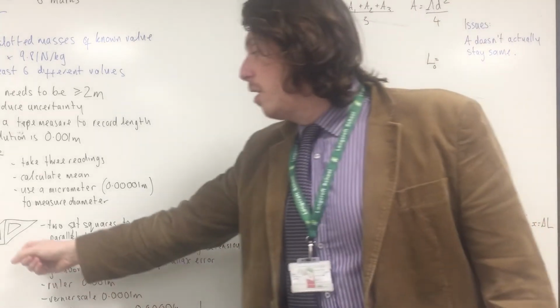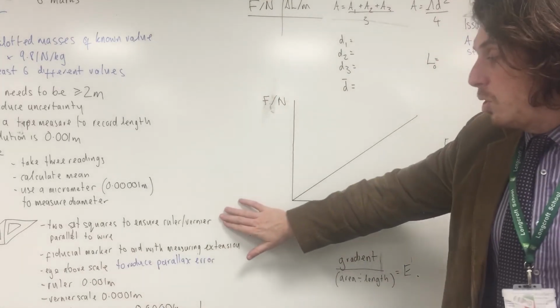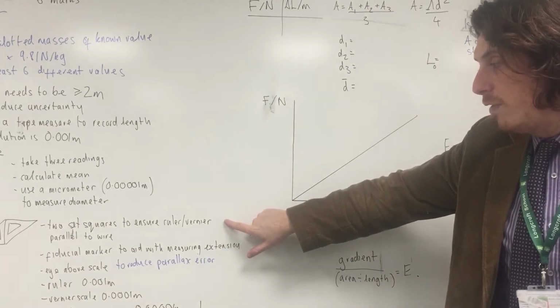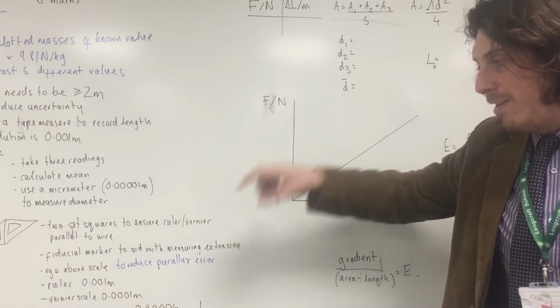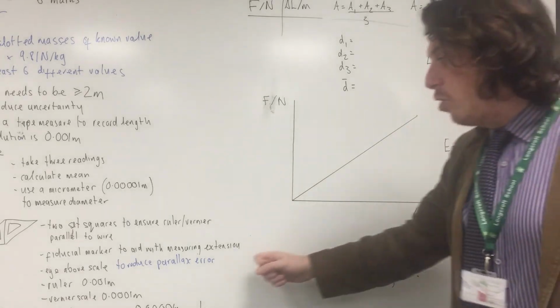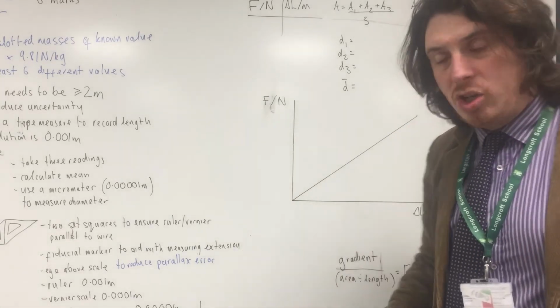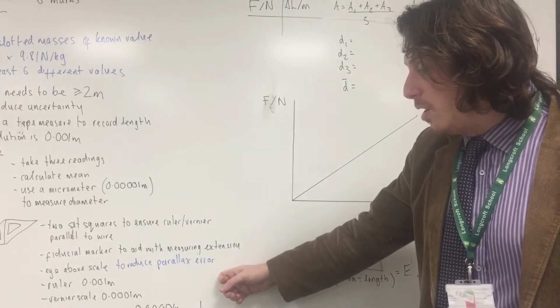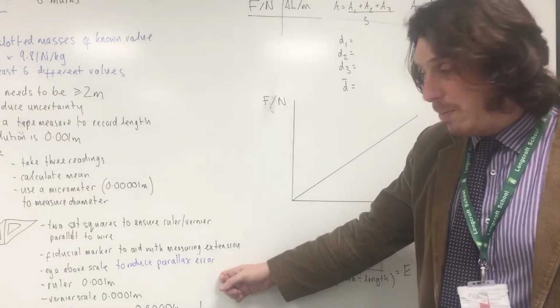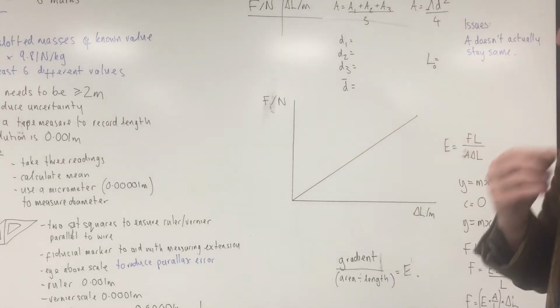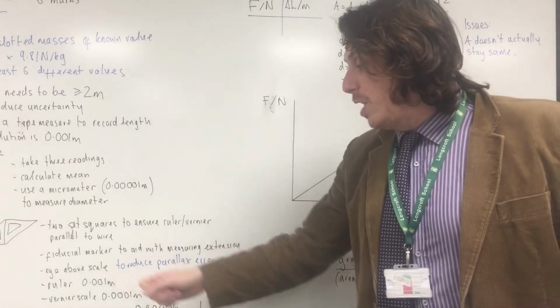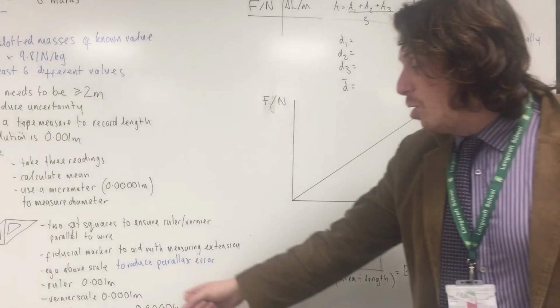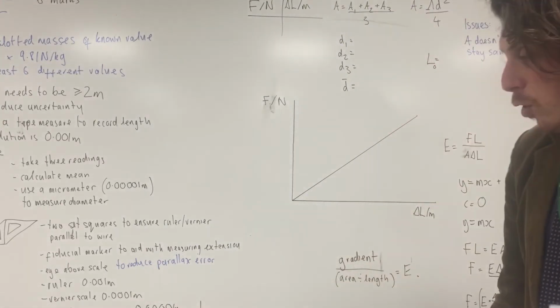For the change in length, we've got 2 set squares, and that's to ensure that the ruler, or if you decide to use a vernier scale, is parallel to the wire. We're using a fiducial marker to aid with measuring the extension to make a comparison, and we keep our eye above the scale to reduce parallax error, to make sure that we are in line. If we decided to measure the extension with a ruler, that's 3 dp. If we decided to use a vernier scale, that's 4 dp.